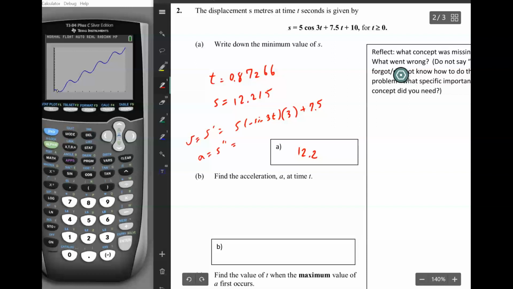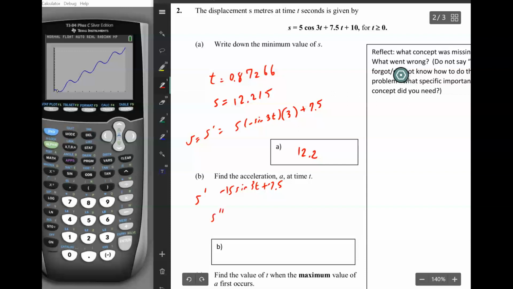Okay? So before you find the second derivative, I think this is one of the times when simplification is important in IB, because before you find the second derivative, if you simplify the first derivative, it's a little bit easier for you. So let's multiply 5 and 3 together, we get 15. So it would be negative 15 sine of 3t plus 7.5. That is our first derivative of s.